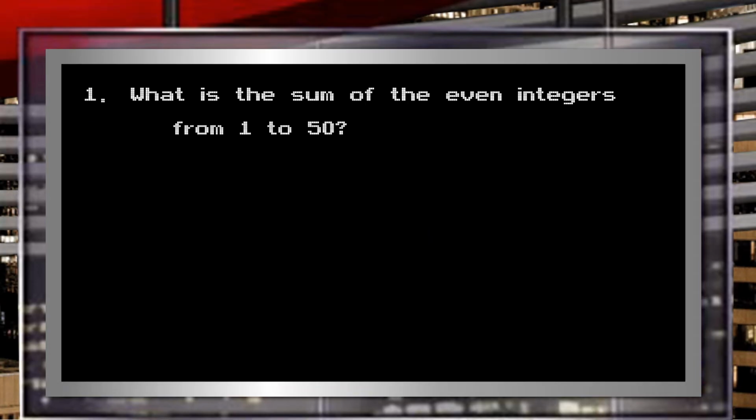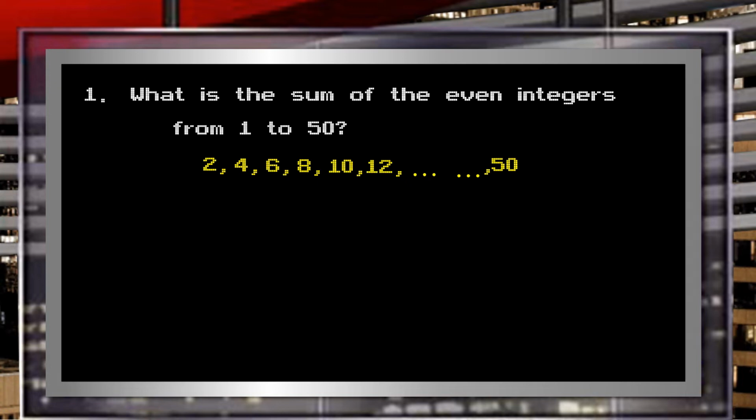Now, let us use the formula we have derived from this example. Example 1. What is the sum of the even integers from 1 to 50? Ano nga ba yung mga even integers? Di ba yun yung 2, 4, 6, 8, 10, 12, and so on. Hanggang 50 lang daw. Ayan.